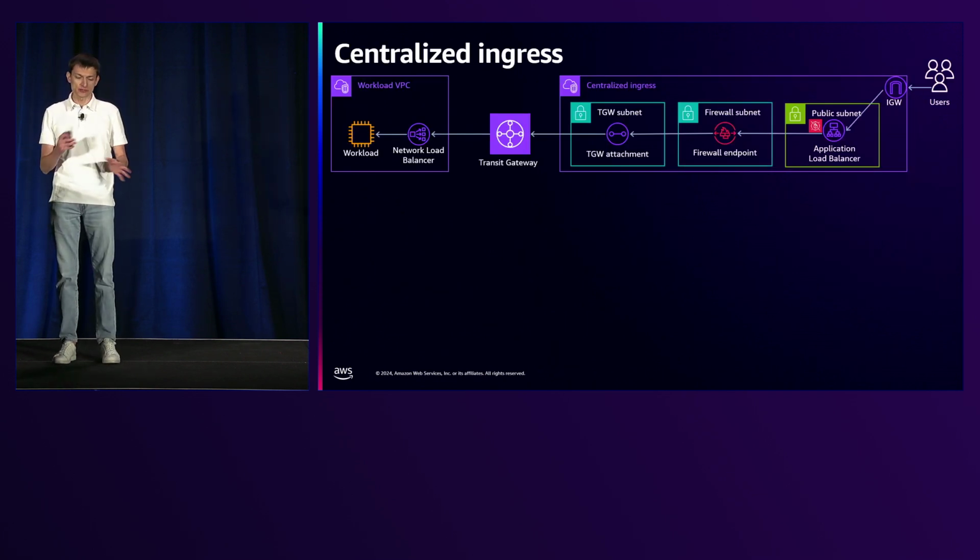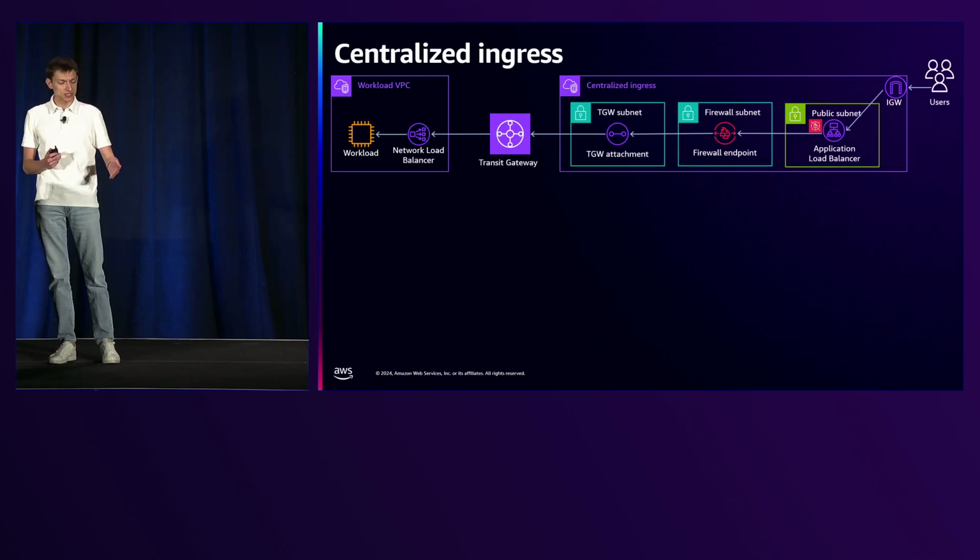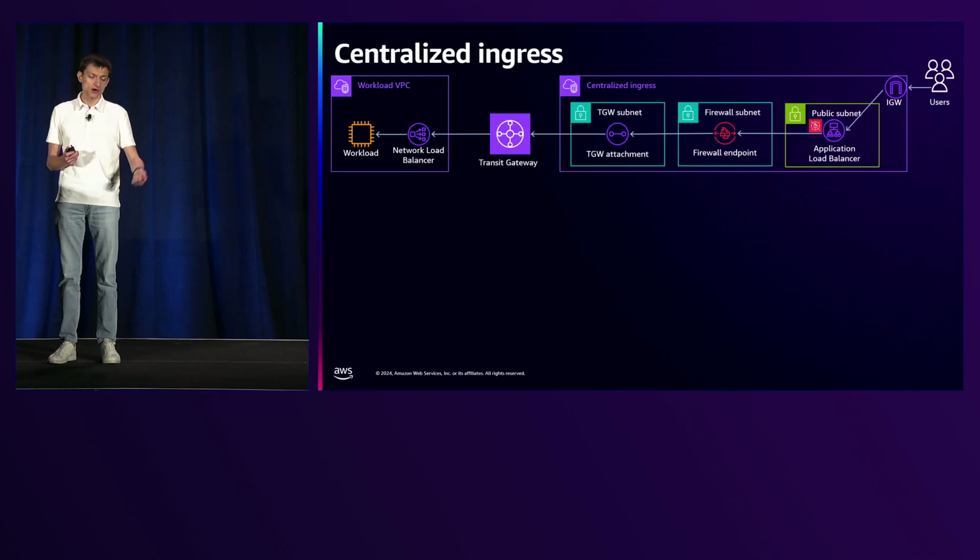And in general, there are many variations of it. In general, we see two sub-patterns here. One is transit gateway. So in this case, we have centralized ingress VPC. We put a firewall there. We have a load balancer, internet-facing load balancer, maybe with web application firewall. And then in the spoke VPC, we have another load balancer with your workloads.